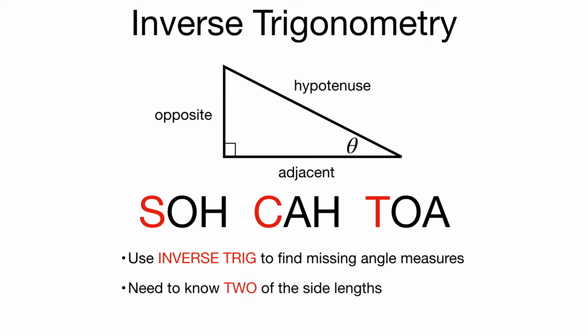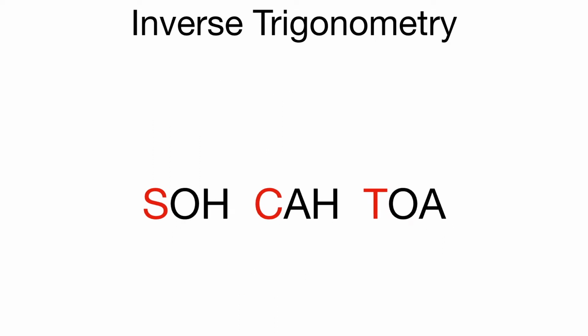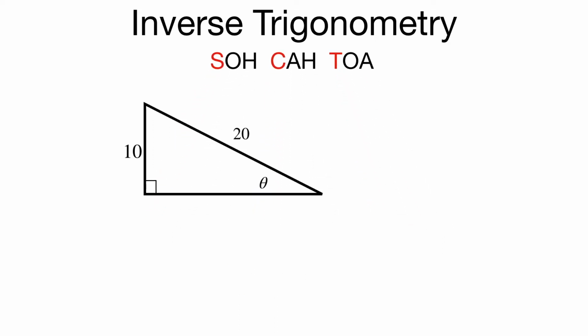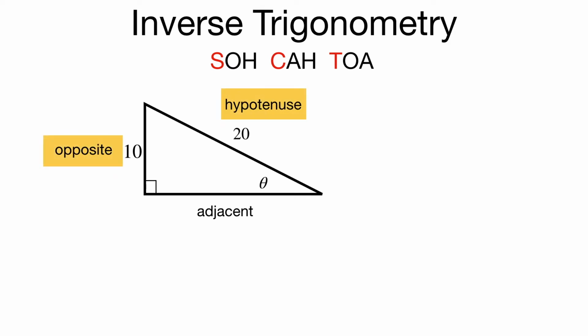You need to know two of the side lengths in order to use inverse trig, but if you have that, you can find those missing angle measures. Let's look at our first example. I've got my theta, and I have two sides that are 10 and 20 units long. I've labeled all my sides here relative to that theta, but I really only need the opposite and hypotenuse because those are the two side lengths I know.